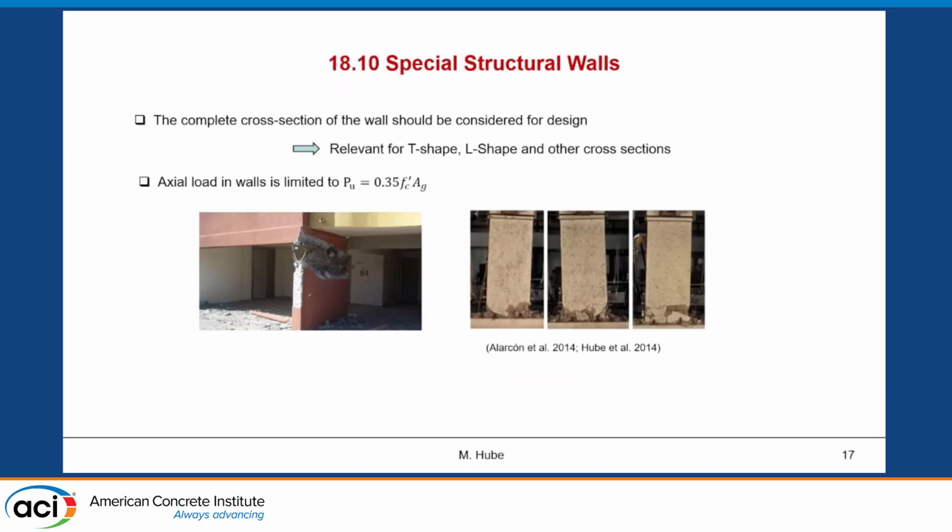Something that we have included also is that we are limiting the axial load ratio in walls. This is not in ACI 318, but the maximum axial load is limited to 0.35 f'c Ag, due to the compression failure that we observed in the 2010 earthquake. So that's something that we included. There's concern about non-rectangular cross-sections. Maybe that axial load is still too high, and some people are saying we should make that value even lower.